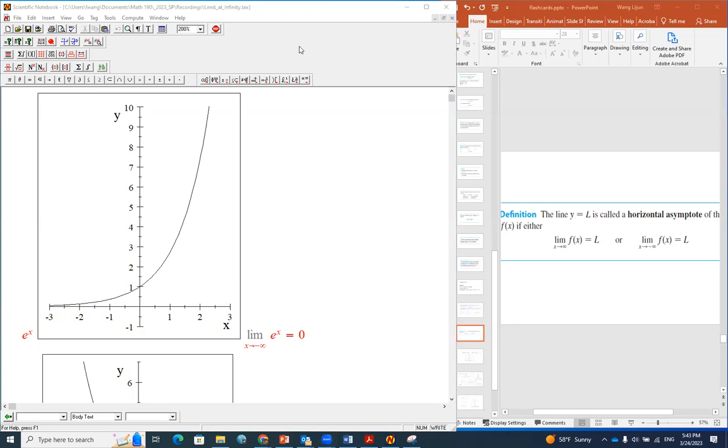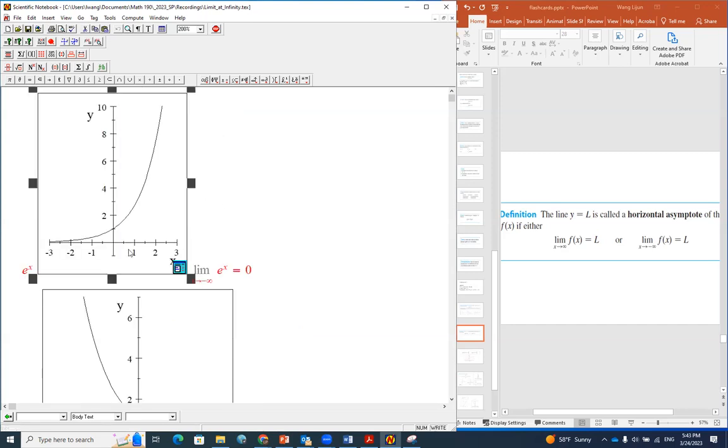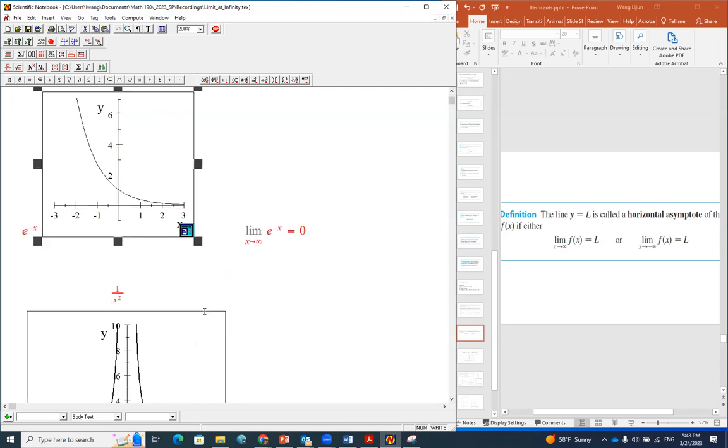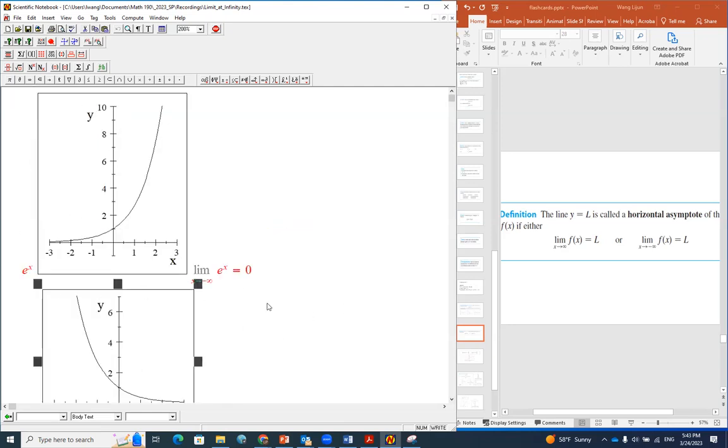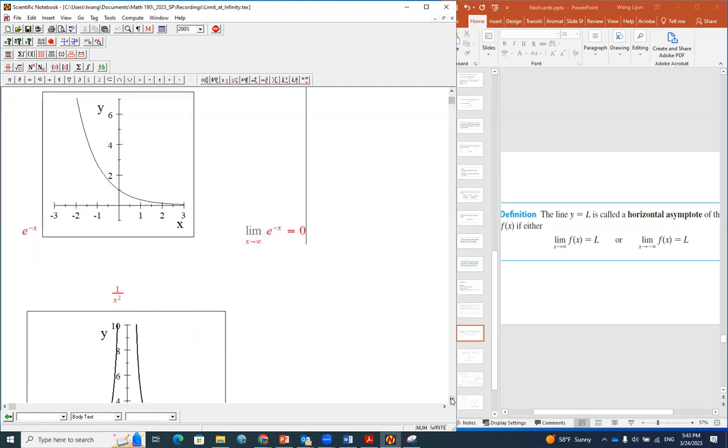Okay, e to the power negative x. It's a picture that you also like to know. This function is a composition between two functions, including e to the power negative x, which is this picture over here, right? As x is approaching positive infinity.